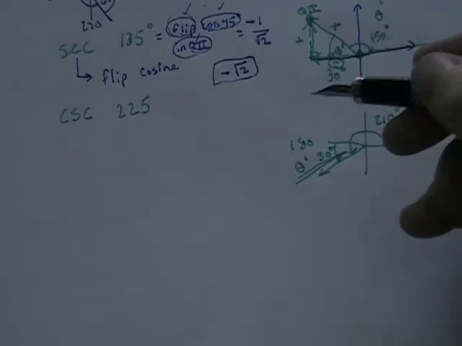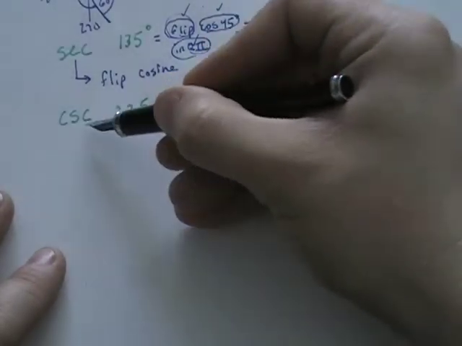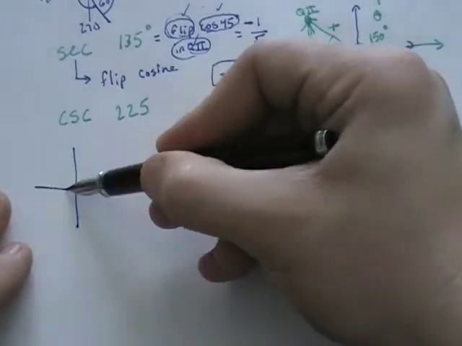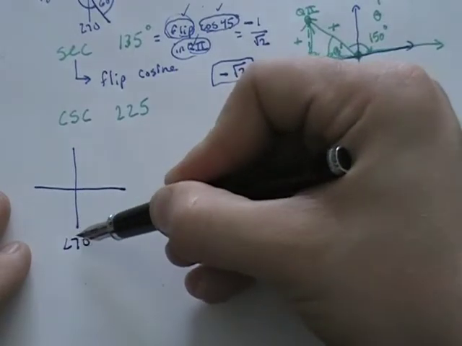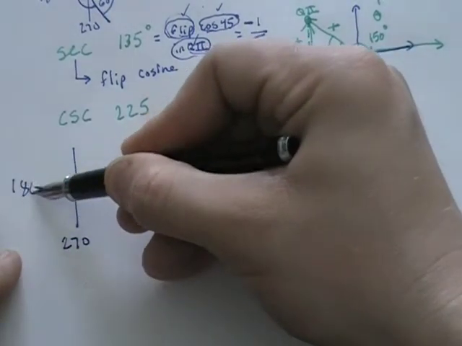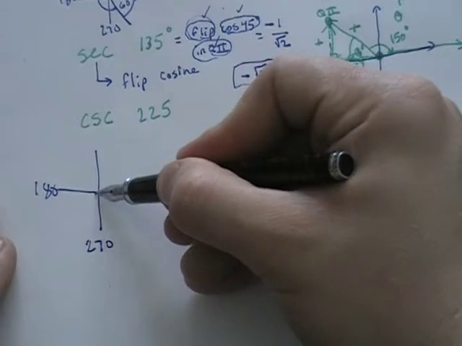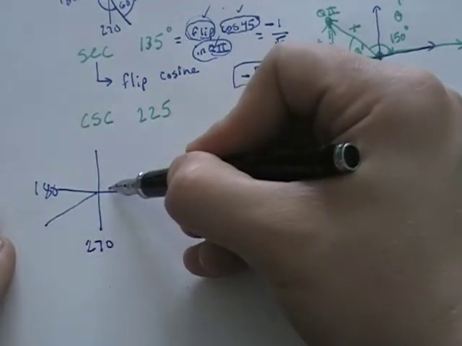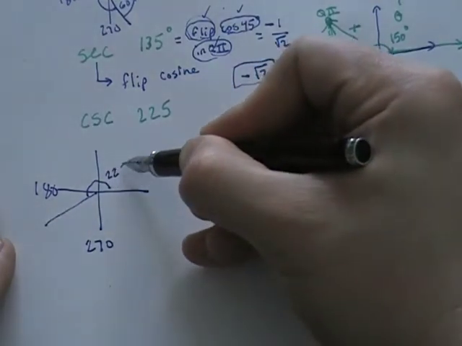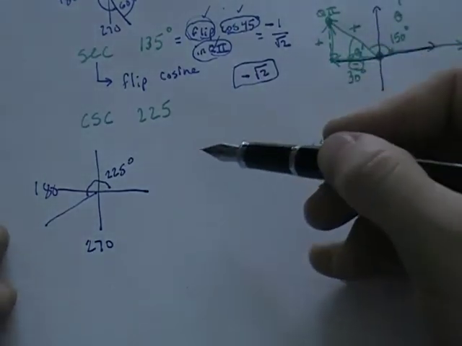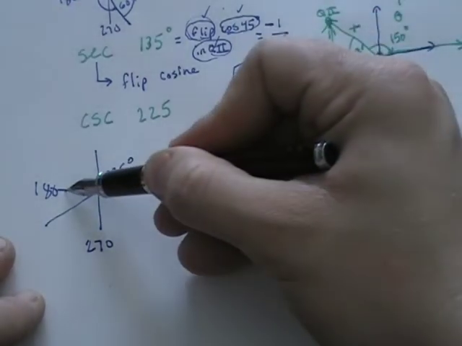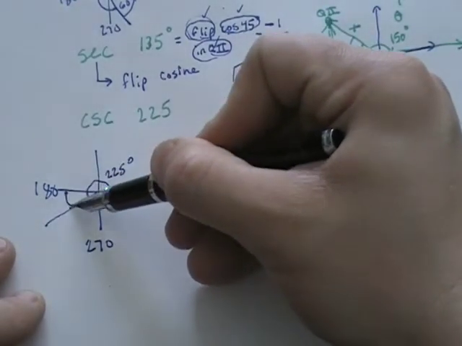I'm going to make up one more just for fun. Cosecant of 225. My brain says, look, where is 225? Here's 270. Here's 180, right? Where is 225? 225 is somewhere like this. There's 225. I can't fit that in a right triangle, so I need to find this angle right here.